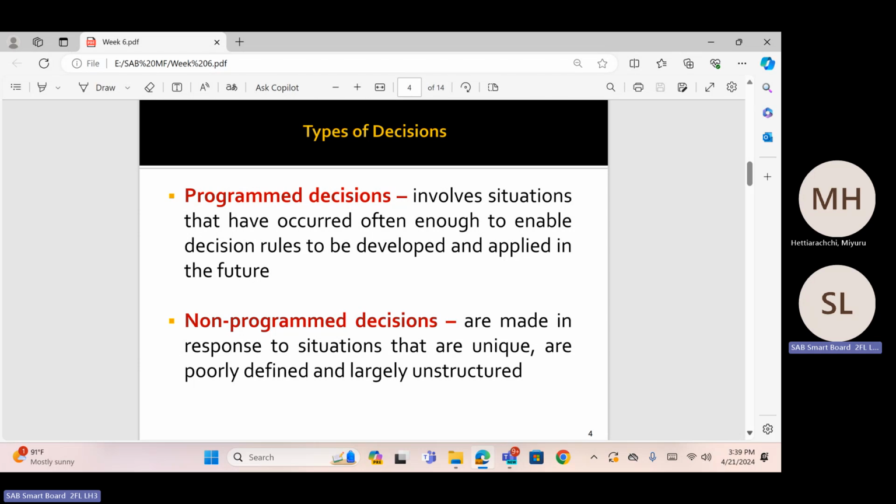Right, any other questions or clarifications about defining and knowing the types of decisions? Any other questions? Right, then we will move to the third one. The third one is the process. It's a decision making process. There is a diagram also.